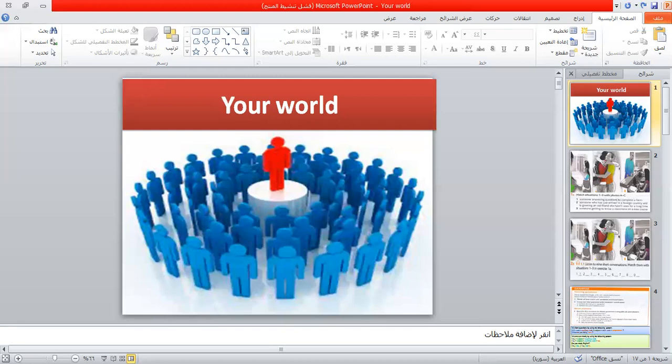What do you think about this picture? What do you see in this picture? Who can tell me what the person is doing here in the middle of these people who are surrounding him? I need some ideas here, because this is a lead-in to our topic today.